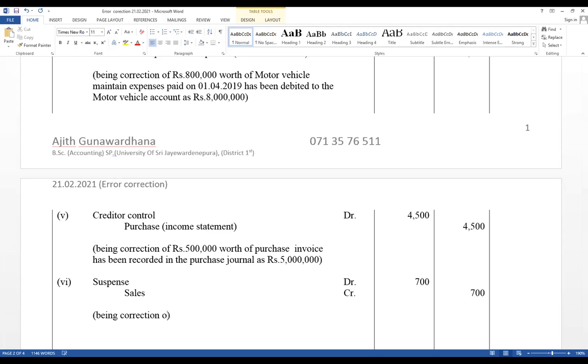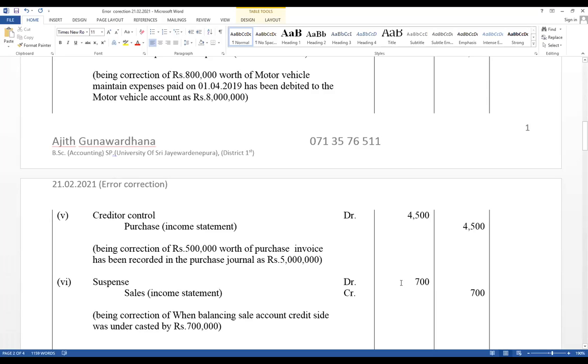Being correction of when balancing sales account, credit side was undercasted. Right, sales is income, profit already calculated. Therefore, here within bracket as income statement. Therefore, suspense account debit should be recorded on the debit side of the suspense account as a sales.